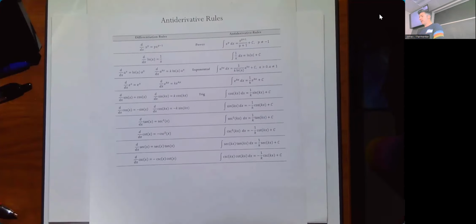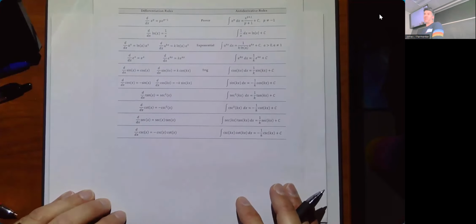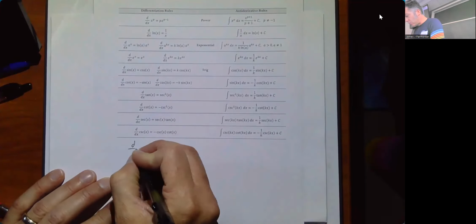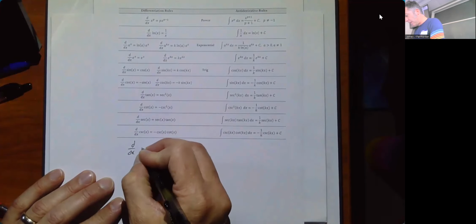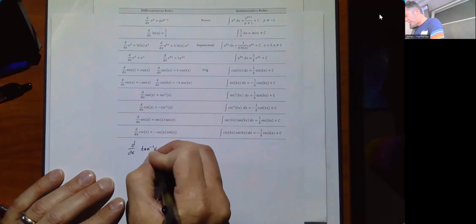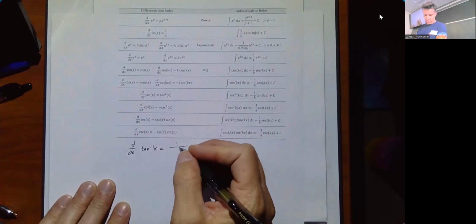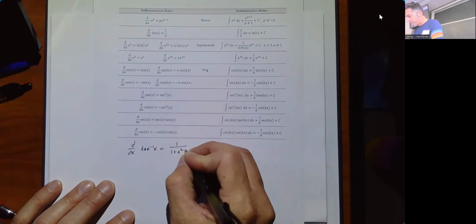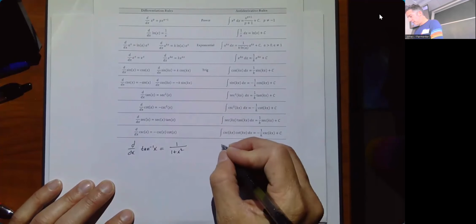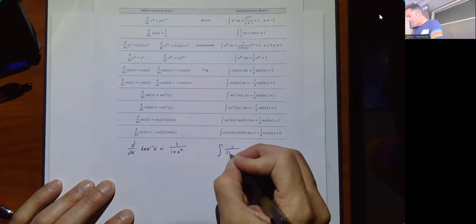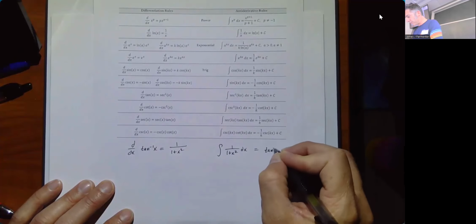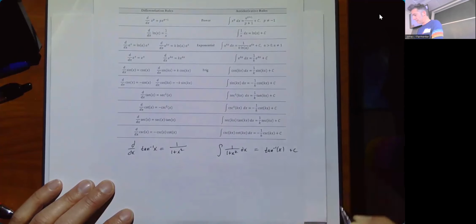But I want to throw in there, and this is the one that everyone should also add to theirs, because it's one you're expected to know, unfortunately, that the derivative of the inverse tangent of x is 1 over 1 plus x squared. I like to try and be consistent in how I write this. So the antiderivative of 1 over 1 plus x squared dx is the inverse tangent of x plus c.